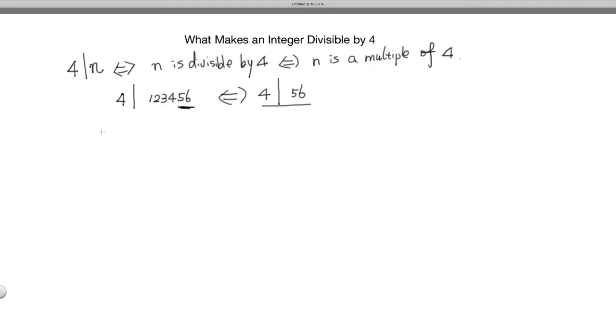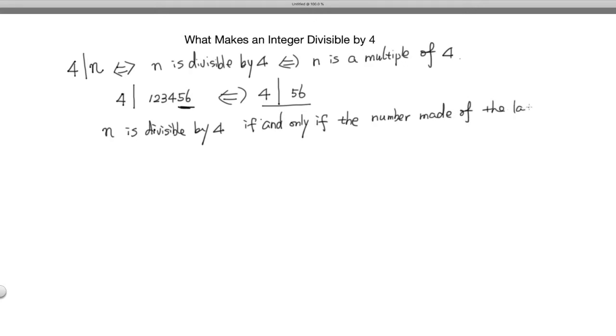So the property, or we can actually say a very strong version of that, a theorem, says that a number n is divisible by 4 if and only if the number made of the last two digits of n is divisible by 4.